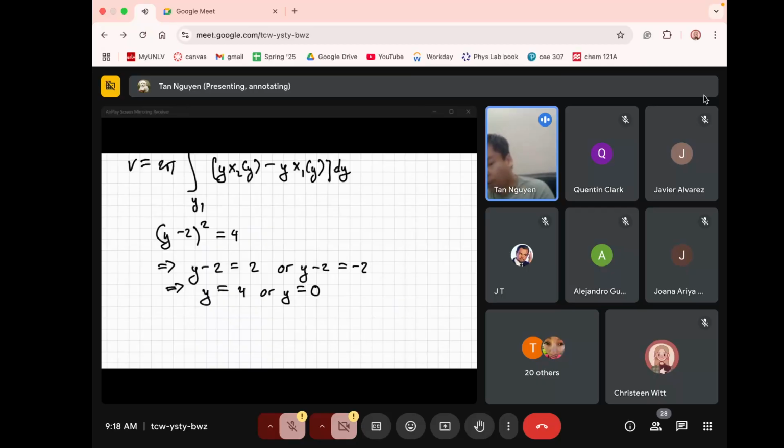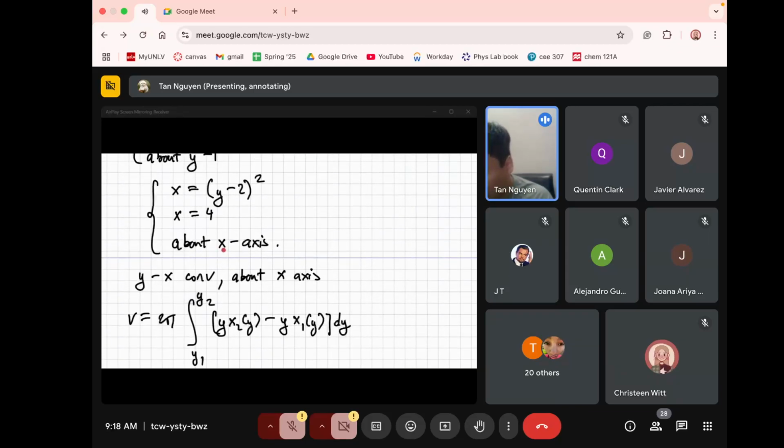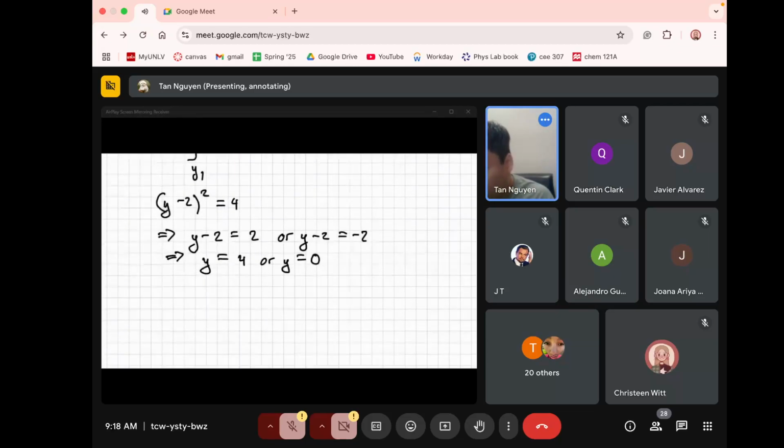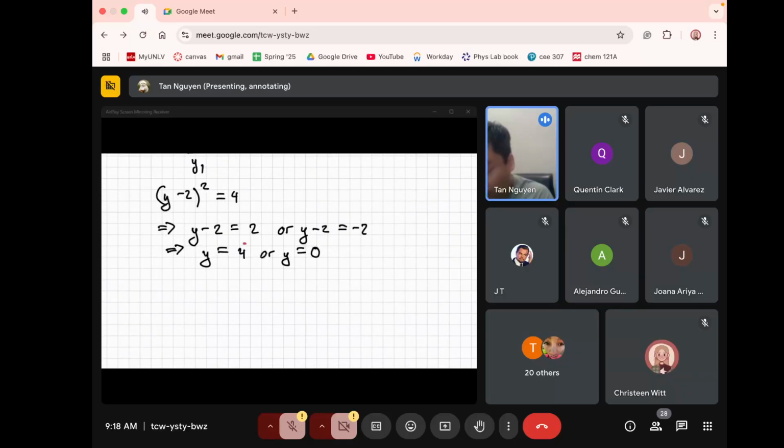Now, you guys have to be careful. y equals 4 and y equals 0. You need to make sure that these two are not symmetrical about your axis of rotation. Your axis of rotation is the x-axis, which is y equals 0. Okay, that's good. These two are not symmetrical. But imagine that at this step, you get the limits for y to be minus 2 and 2, which are symmetrical about the axis of rotation. And you wouldn't choose both of them. You choose only one of them, okay? So in this case, I choose both because these two are not symmetrical.